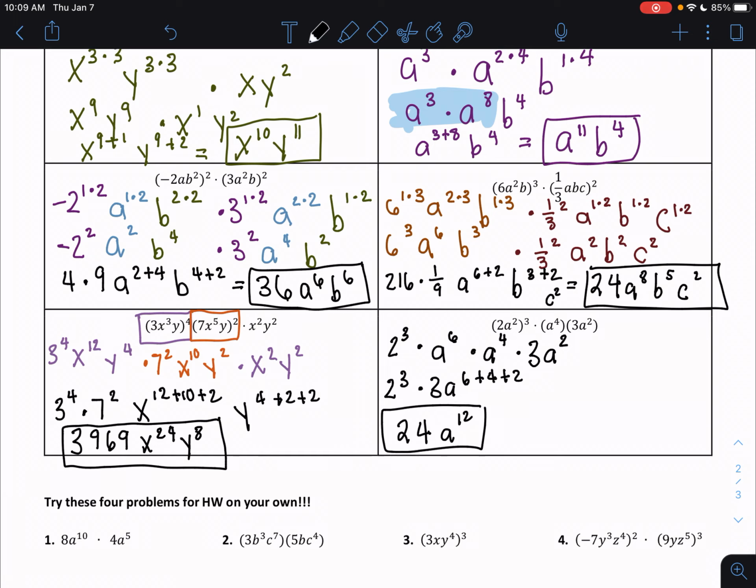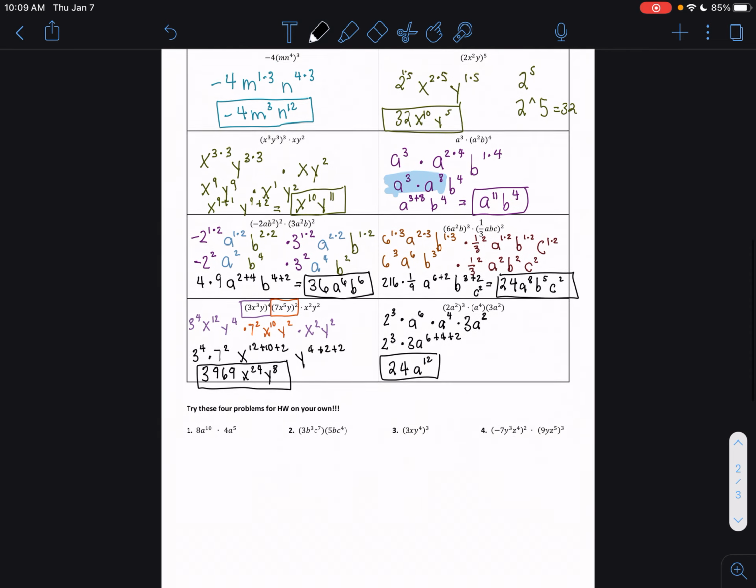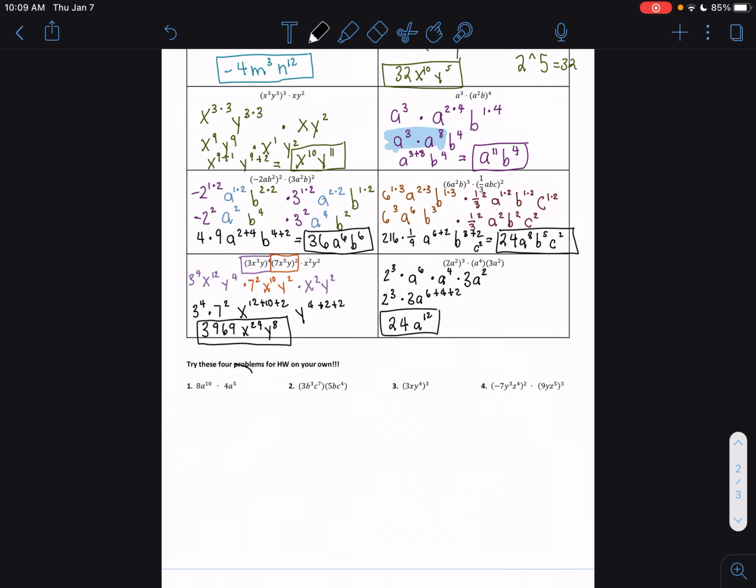All right, did you get 24a to the 12th? If not, take a look at my steps and process. See where you maybe went wrong. Okay, I know that was a lot. That is it for today's notes. Go ahead and try these 4 problems on your own, and we will go over them together in class.